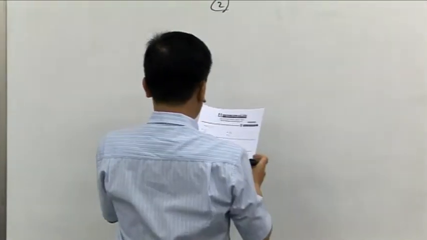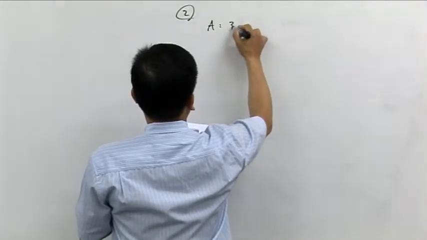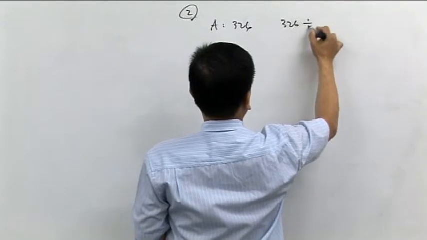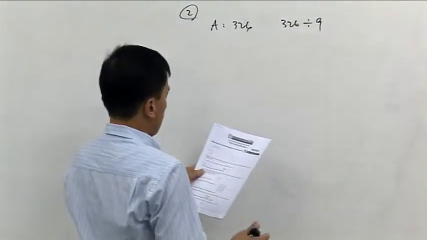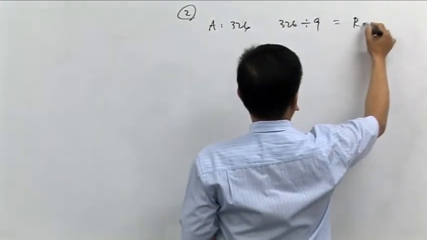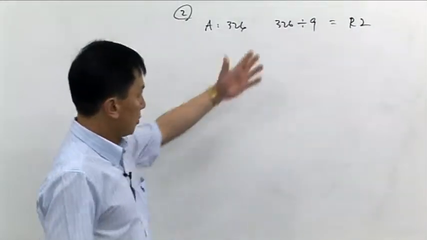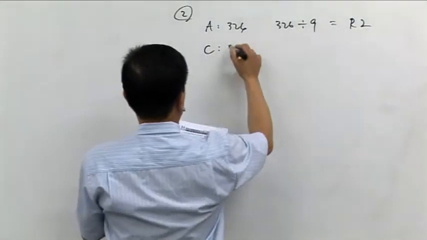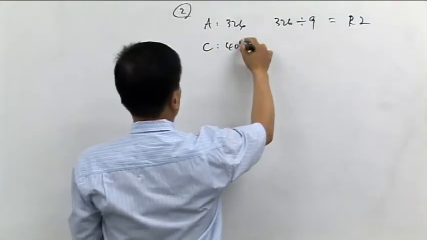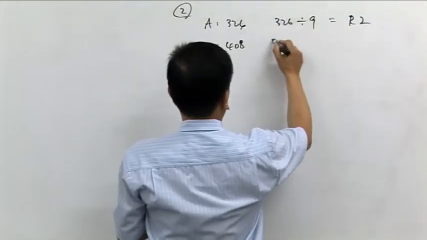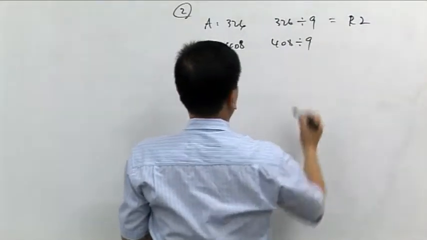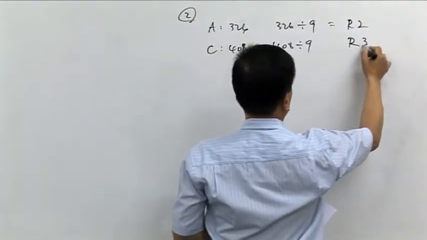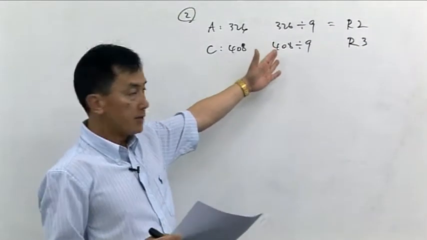Okay, so question 2. Now A is 326. Now if I divide 326 by 9 children, that actually gives me a remainder of 2. Okay, you can do that calculation yourself. Let's look at C. I got 408. Right, I divide 408 by 9. Now the remainder I will get will be 3. I'll leave you to do that division itself.